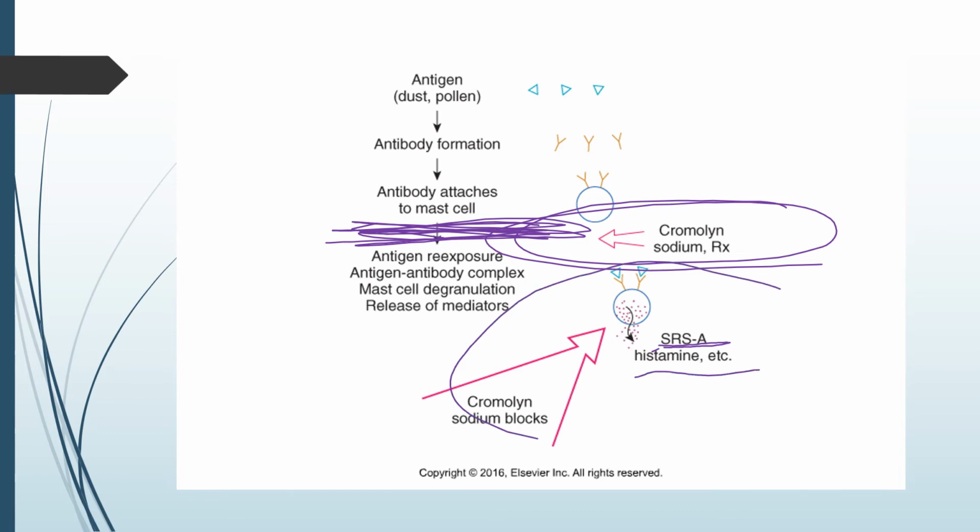So it blocks this whole pathway down here, right? We have the antigen that goes into the airway. We have the antibody formation. The antibody attaches to the mast cell, and nothing happens, right? Because we blocked it, right? It was a good block, right? And that's what we're talking about. It's prophylactic. It cannot stop a mast cell degranulation once it has started, but it stopped it right there.